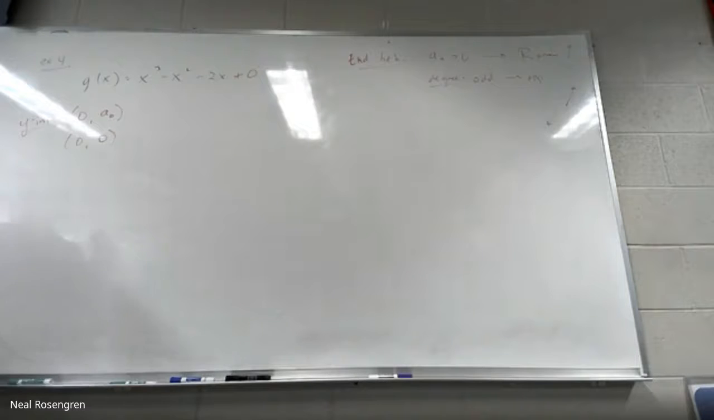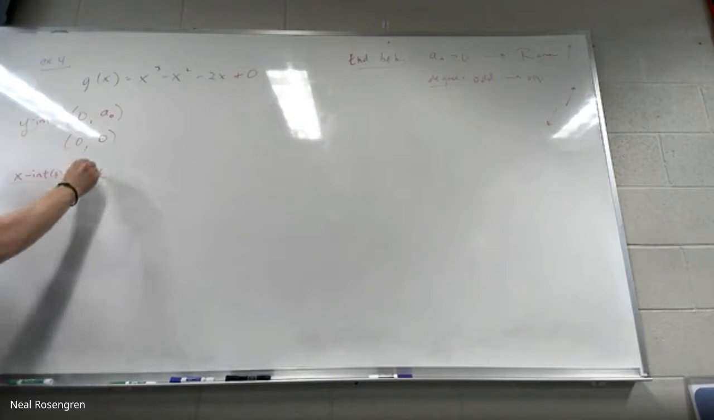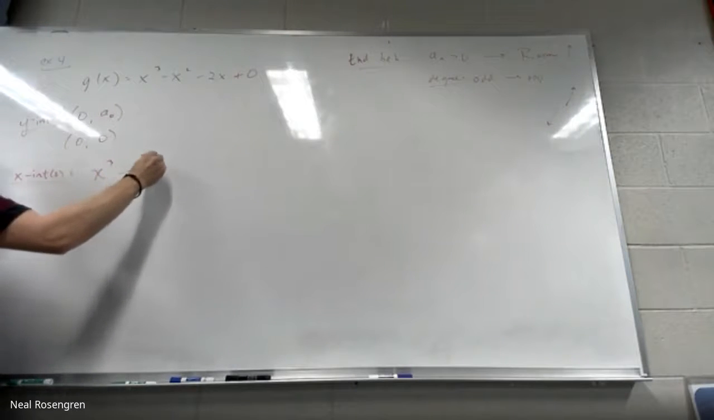Okay, cool. Now, the good stuff, finding whatever x-intercepts we've got. So what should we take this function and set it equal to?